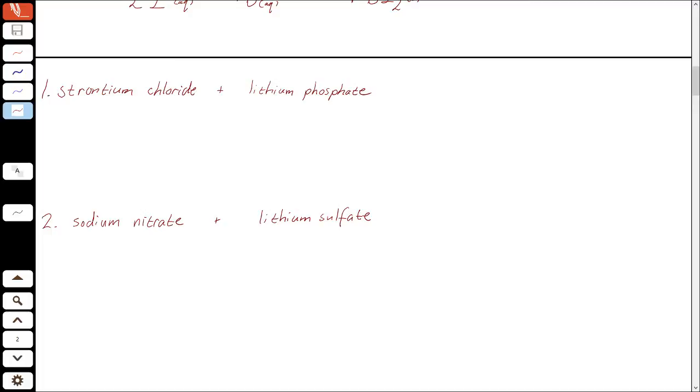So first thing, of course, is to draw the compounds. So strontium chloride is SrCl2. And we're going to assume that we always start with aqueous reactants here. Lithium phosphate would be Li3PO4.